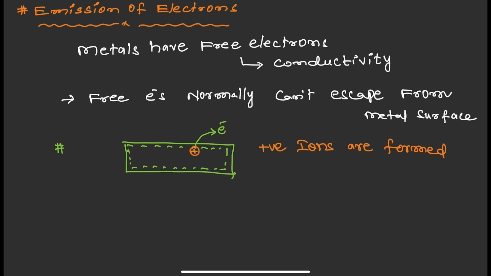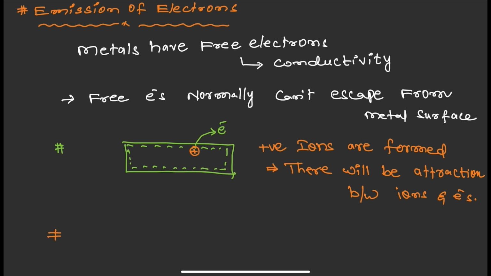Then due to these positive ions, there will be attraction between the ions and the electron. So it cannot jump out from the surface of the metal by itself, and it will finally remain inside the metal only.